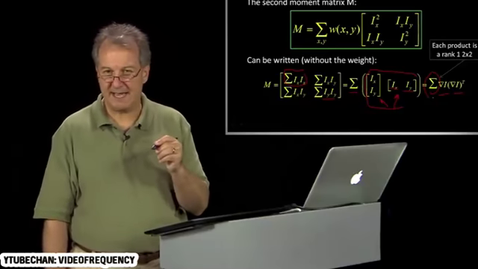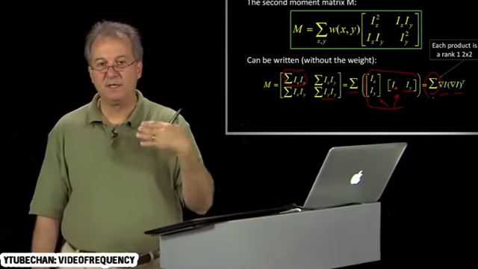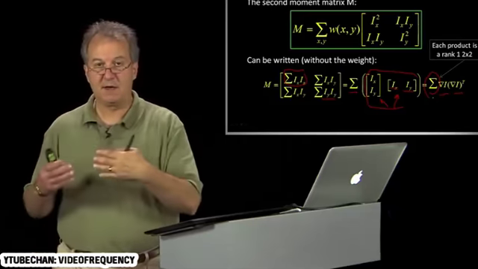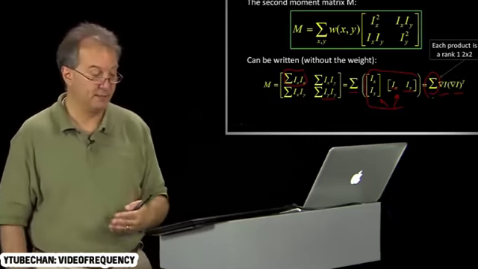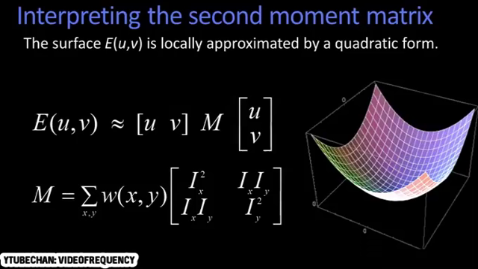We would actually have to have gradients in different directions over the window to be summing up a bunch of different rank 1 matrices, and that would get us to a full rank. So looking at that, we can think about it this way. The surface E of uv in this quadratic form is being approximated essentially by this quadratic, or parabolic shaped form here, and that's just the equations written out.